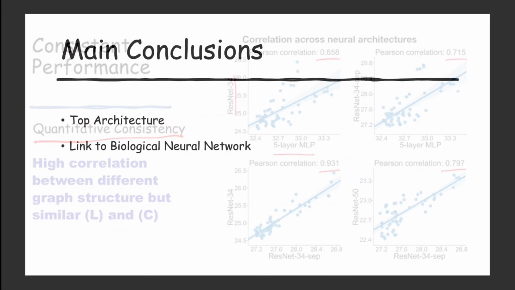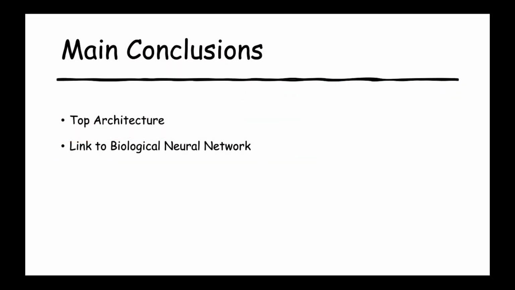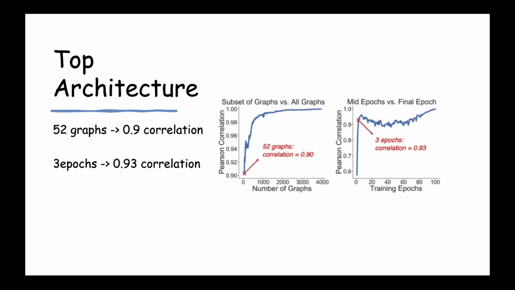Let's talk about the remaining two main conclusions. The first one is what we call the top architecture. Training thousands of original data until convergence might be computationally prohibitive. However, from this experiment, it can be shown that the sweet spot can be identified with much less computational cost, with fewer graphs and for fewer epochs.